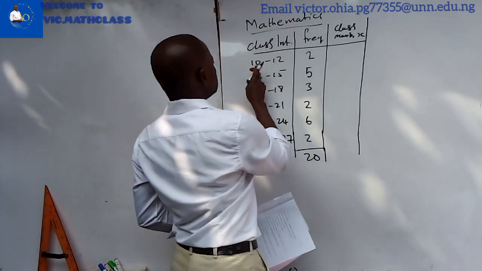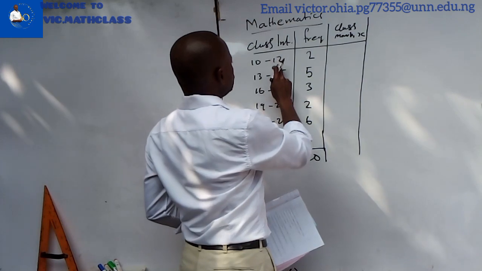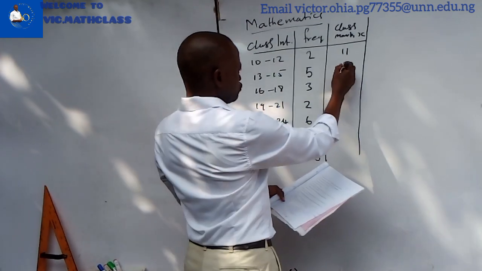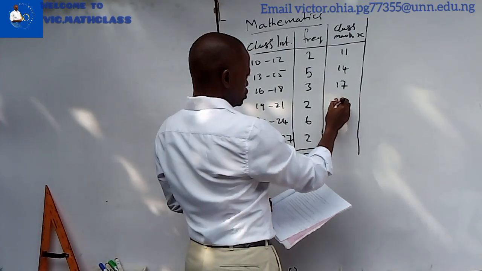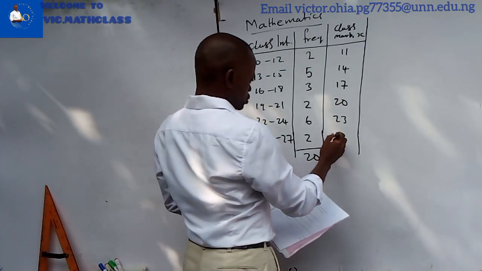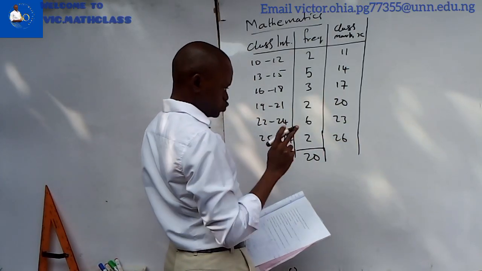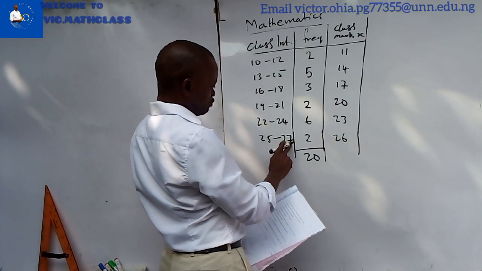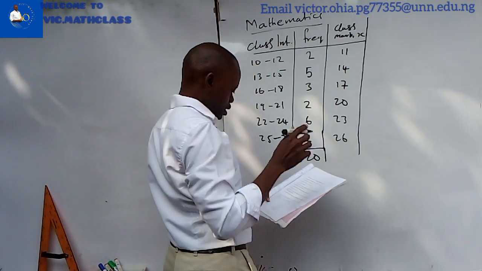This class mark is just this plus this divided by 2. So 22 divided by 2 will give us 11. You continue in that order: 14, 17, 20, 23, and 26. This plus this divided by 2 will give you this. 25 plus 27 is 52, and half of it will give you 26. That's the way you handle it.